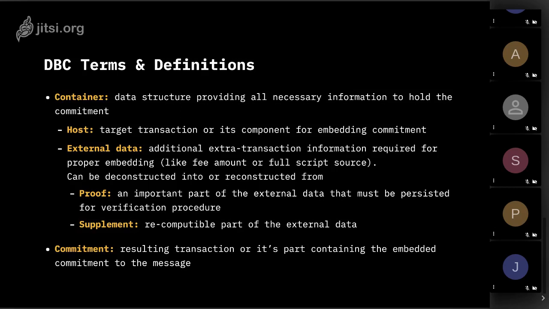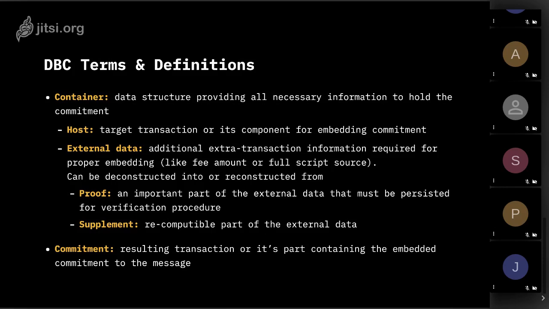Basically, this external data consists of the proof, an important part that has to be persisted and kept. If you lose the proof, you wouldn't be able to demonstrate that the commitment existed. You wouldn't be able to prove that you have created this commitment. So it's a mission-critical part of the data, extra transactional data. And there is a supplement. It's another part of extra transactional data which is not critical to be kept.